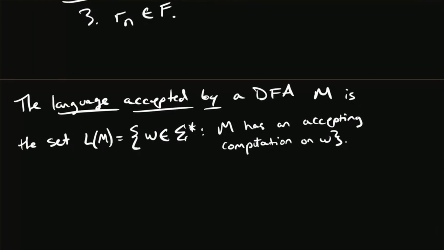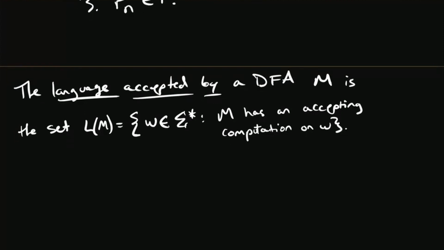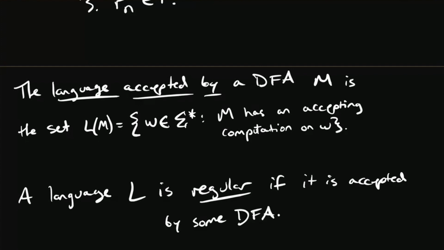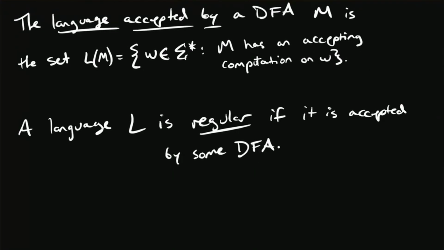So this is the language accepted by a DFA M, and we say that a language L is regular if it is accepted by some DFA. So if I assert to you that a certain language is regular, that means some DFA has that language. So let's look at some examples.